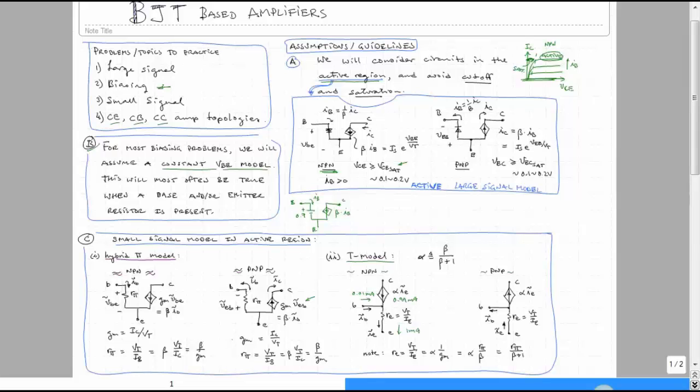This is the second lesson in a series of lessons introducing the use of bipolar transistors for amplifiers. And so we're going to begin in this second lesson to solve some large signal examples.